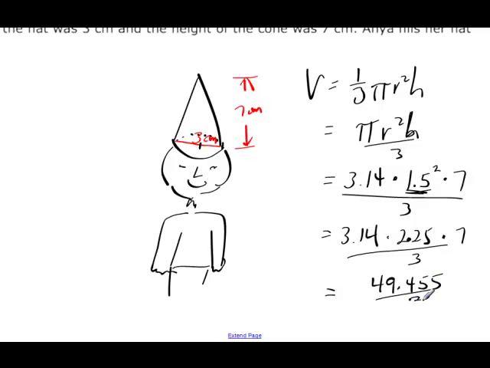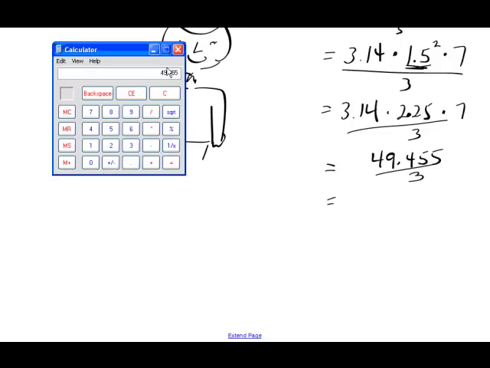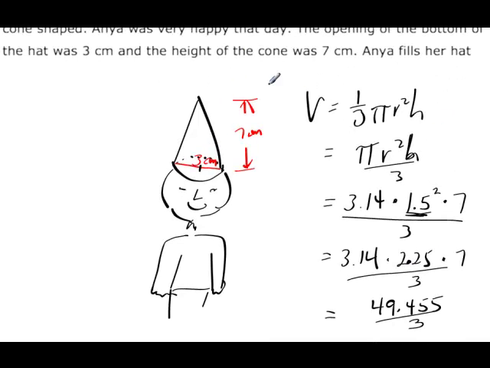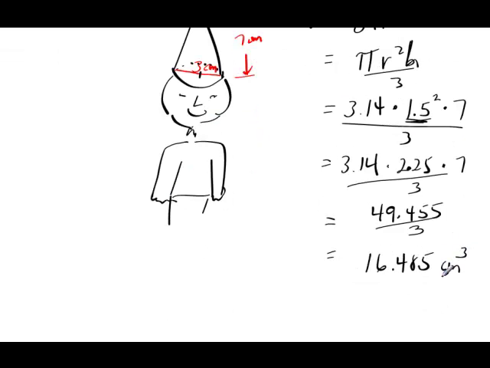Then that's going to be divided by the 3. So don't forget that last step. So I go to my calculator again, I take the previous answer, the subtotal, and I divide by 3, and I get 16.485. Of course, remember your label is centimeters, so that would be centimeters cubed.